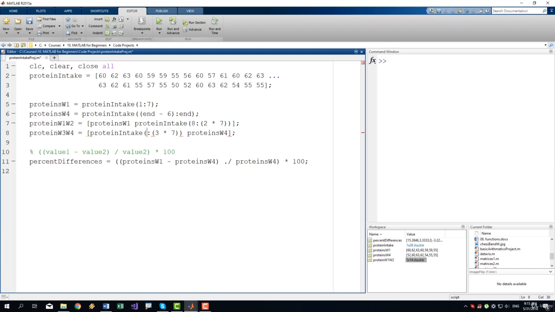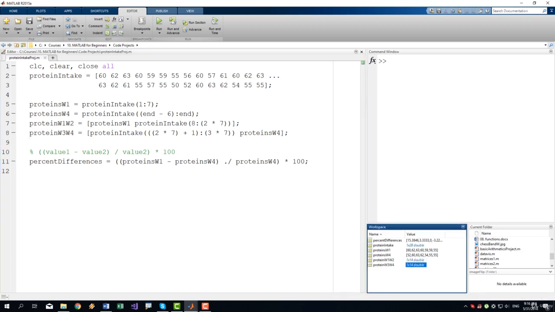But how are we going to get the first day? We know that if we say 2 times 7, we get the last day from the second week. If we say 2 times 7 plus 1, we will get the first day from the week that is after the second week, or the first day of the third week. So 2 times 7 plus 1. And we can add another set of brackets, but it's getting too crowded with the brackets, but this is the way to do it. And if we run this now, we get again another 1 by 14 vector.